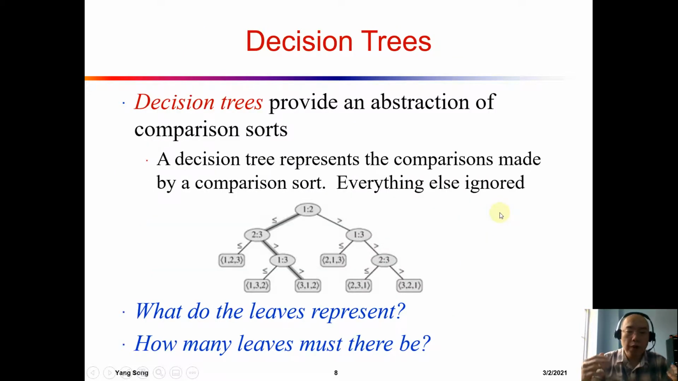After we understand this tree structure, let's see what the leaves represent. Each leaf has a sequence, which is the final version of the sorted values. The next question: how many leaves must there be? Think about this question. In this decision tree we have three values to be sorted, so how many possible final sorted lists can there be using only three values?